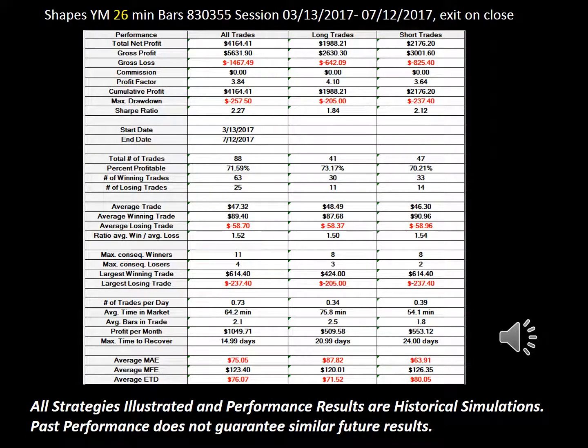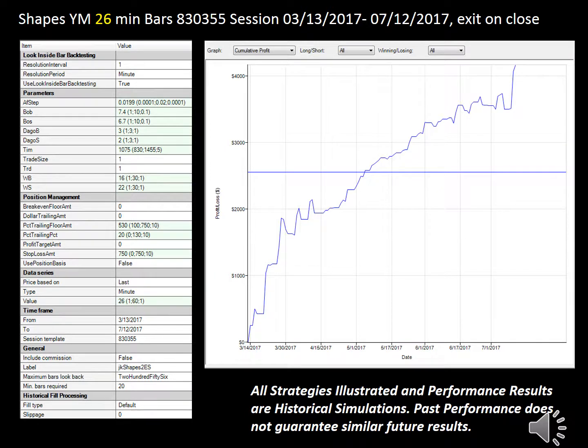Here's the mini Dow on Shapes. This is a 26-minute bar, makes $4,100, 71% correct. Average trade's pretty low. It's at $47, but the drawdown's only $257. And again, you've got a fairly big stop at $750. Once you make $530, you risk 20% of the profits. A 26-minute bar is kind of a weird bar, but it does a pretty good job over this period of time.